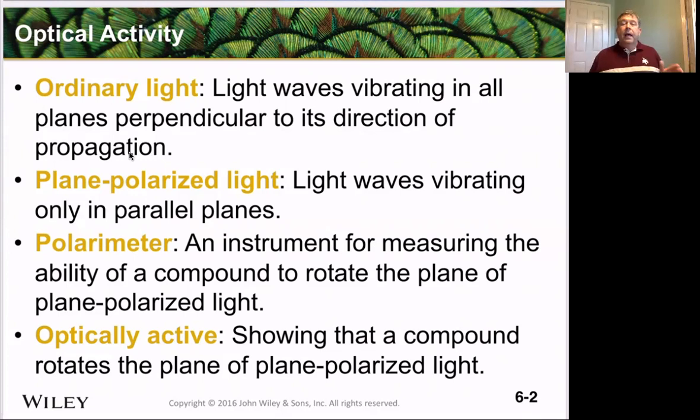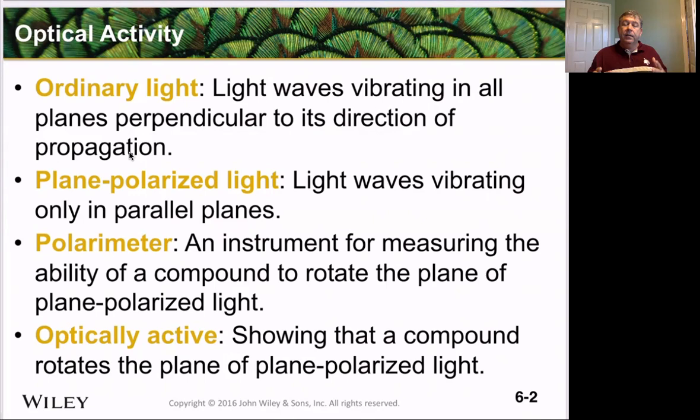Ordinary light has light waves vibrating in all different directions, okay? So a light wave has a component that goes up and down like this, and so it has a particular plane in which it's propagated, okay? So just regular light is not ordered. Those planes can go in any direction possible, and so we have all those different directions of light all the time, okay?